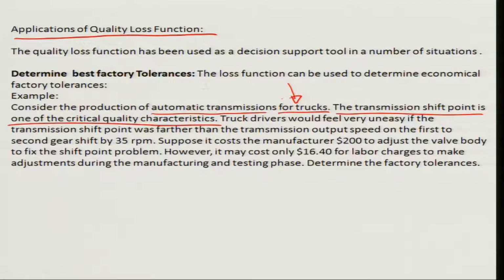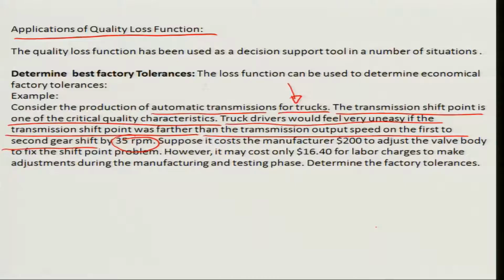So, let us say we have a case where, from user research or customer survey, it has been found that truck drivers would feel very uneasy if the transmission shift point was taken farther than the transmission output speed on the first to second gear shift by 35 RPM. So, we are now talking about exceeding the intended RPM range for the first to second gear auto conversion, by shifting this point 35 RPM ahead. It is very uncomfortable for the truckers if it happens 35 RPM or beyond.